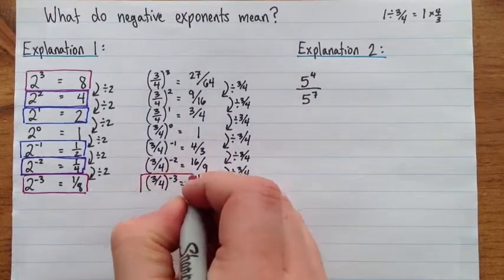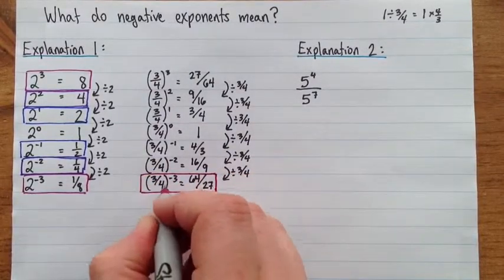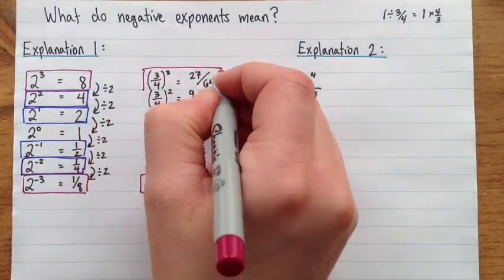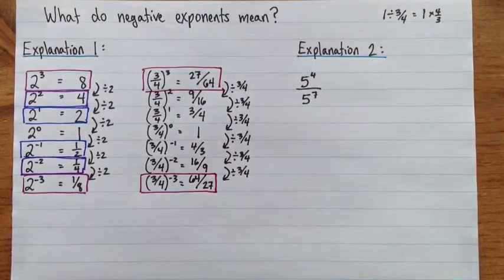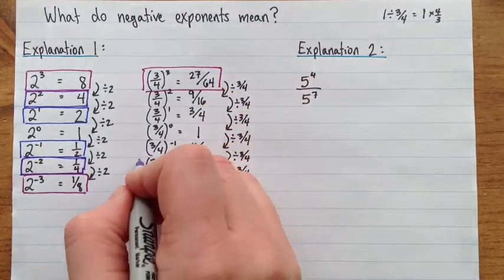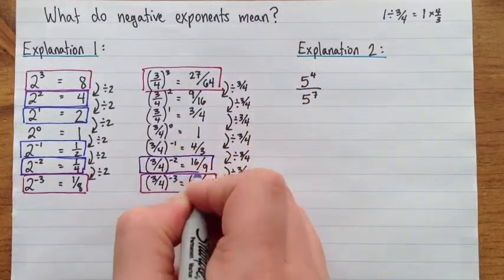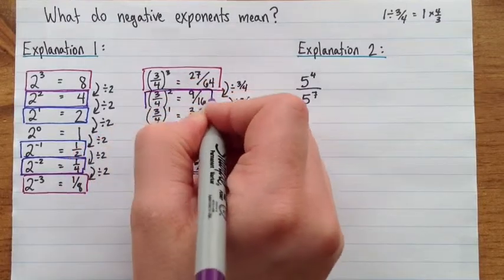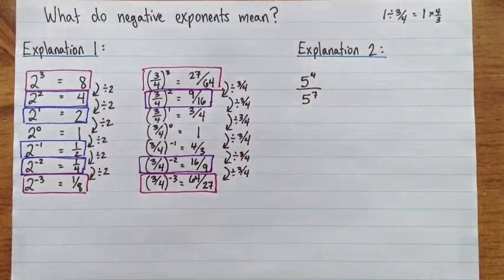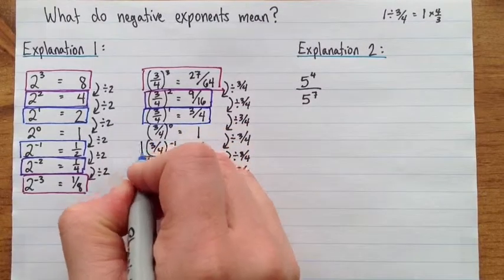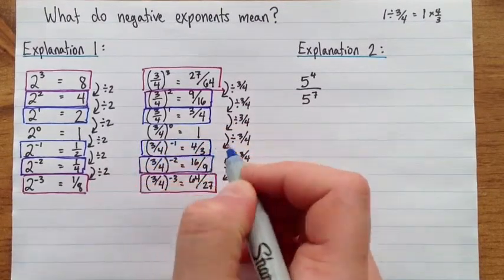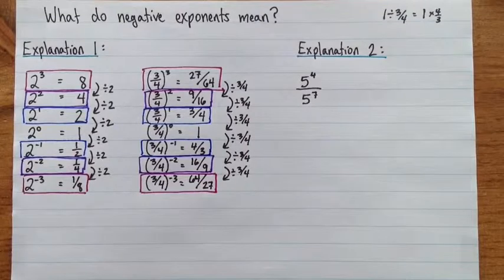Okay, so let's look again. 3/4 to the exponent negative 3, how does that compare to 3/4 to the exponent positive 3? Well, it's the same number, they're just kind of upside down from each other. It's the reciprocal of 27 over 64. And then we'll do it for the exponent negative 2 and the exponent 2. And they're also just reciprocals of each other, they're upside down from each other. And then for the exponent 1 and negative 1, it's the same thing, they're also reciprocals of each other.